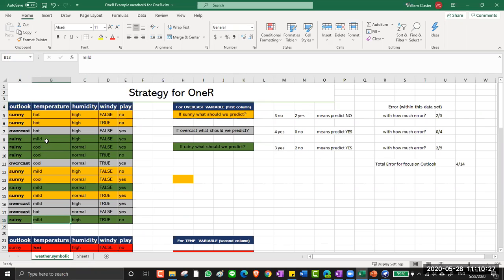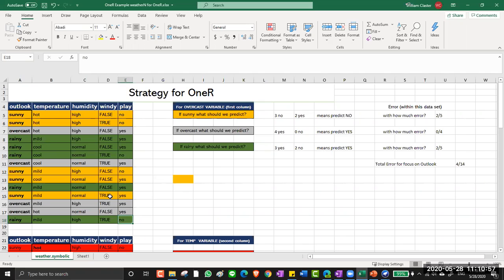So we check. When it's mild, there's yes and yes and no. So what would we choose if it's mild? We would predict yes, right? Do you understand? Mild is yes, mild is yes, mild is no. So if temperature is mild, what should we choose? Just within the green. Yes. Yeah, we would choose yes.